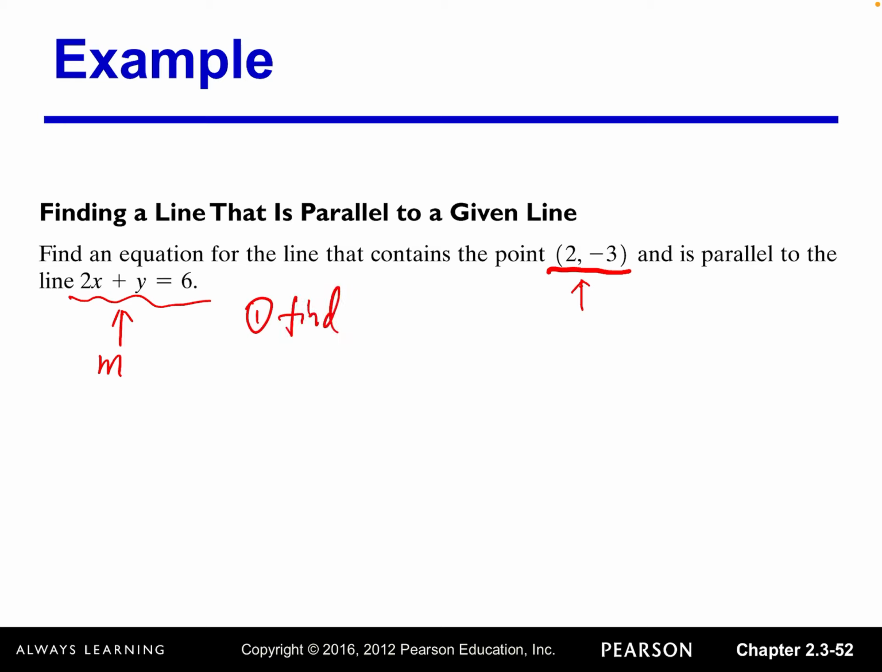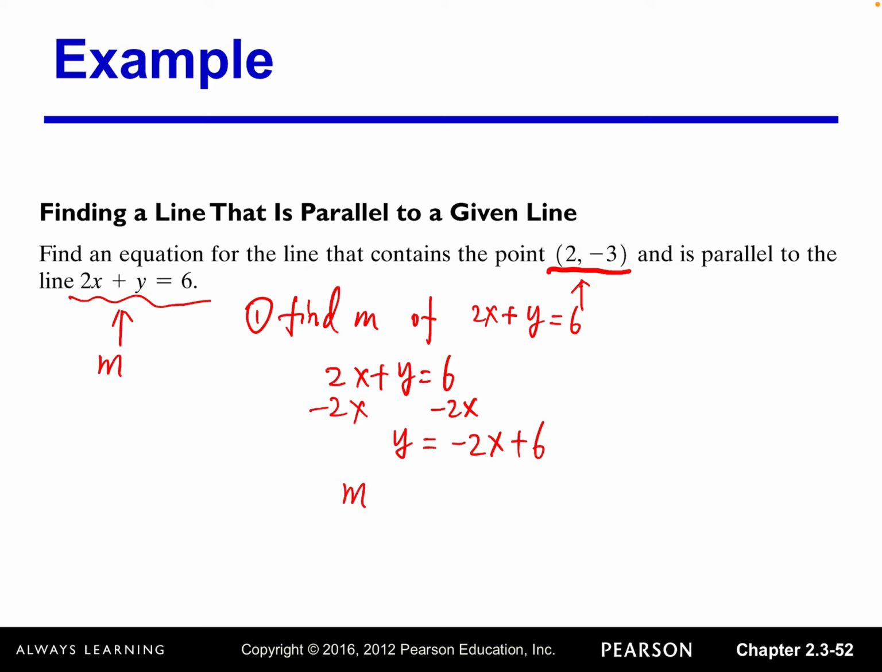Okay, so the first step, we need to find the slope of 2x plus y equals 6. That's the given information. In order to find the slope of this given line, we need to write this equation in slope-intercept form, so we can identify the slope right away, right? So 2x plus y equals 6. We want to solve for y, so subtract 2x on both sides of the equation. We get y equals negative 2x plus 6. So we can easily identify the slope of this line equals negative 2, right?